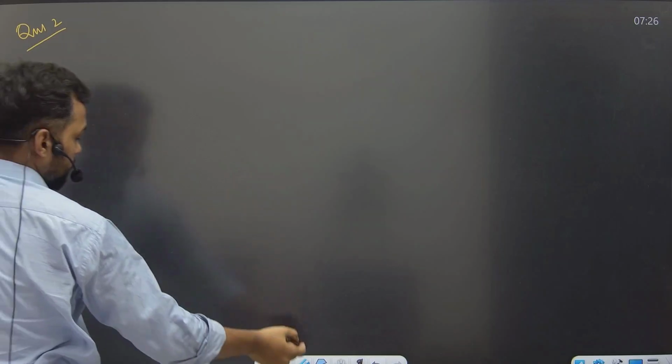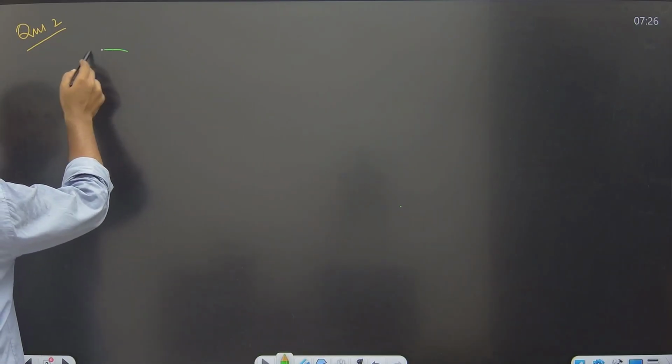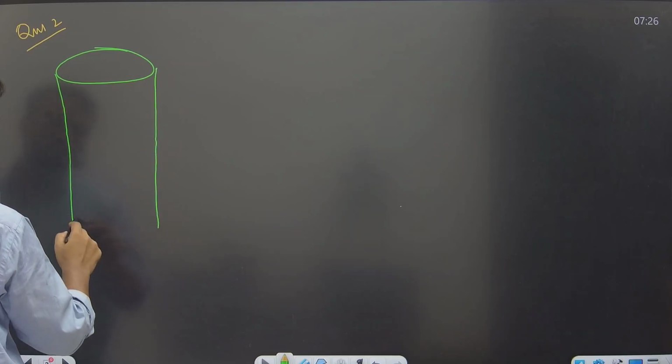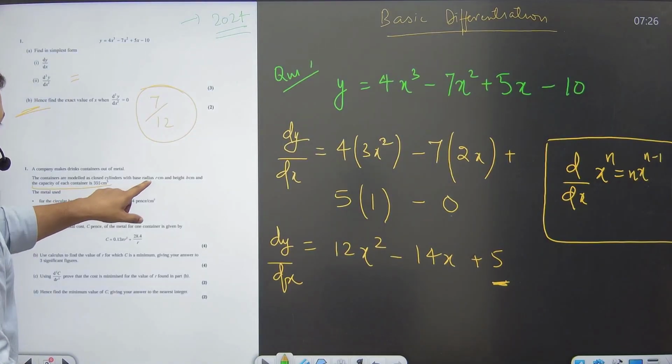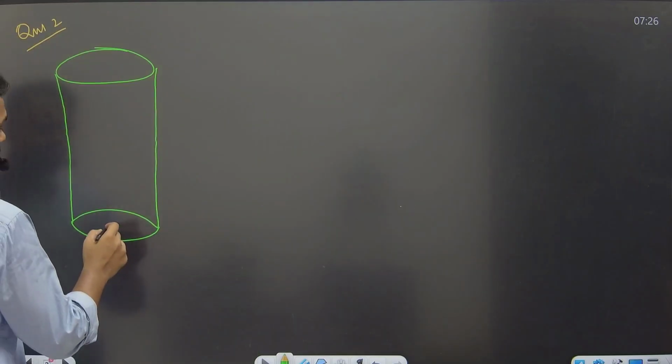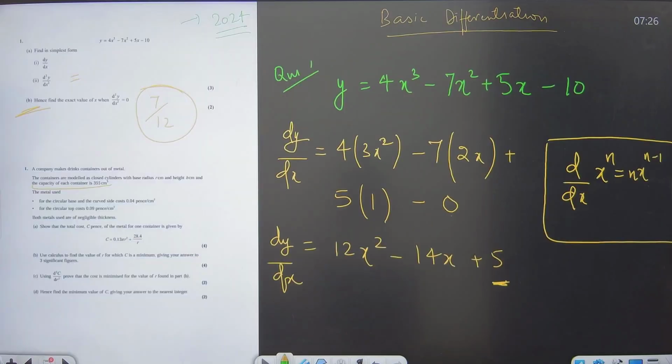Okay, I'll draw a rough diagram for you. We are attempting question number 2 here, students. They have told that it is cylindrical in nature, so I'm drawing a rough diagram, students. The base radius is r. This they have told, this particular radius is r.